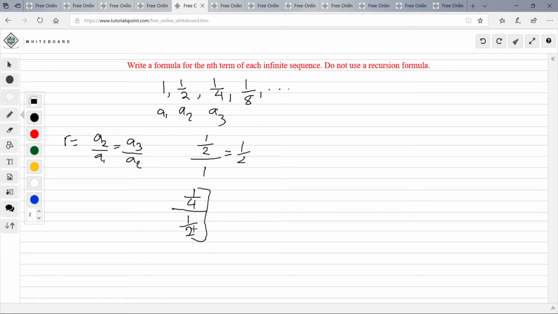Compound fraction, so let's multiply everything by 4. So that's 1. 4 times 1/2 is 2. So they equal the same, so it has a common ratio of 1/2. So we know it's a geometric sequence.